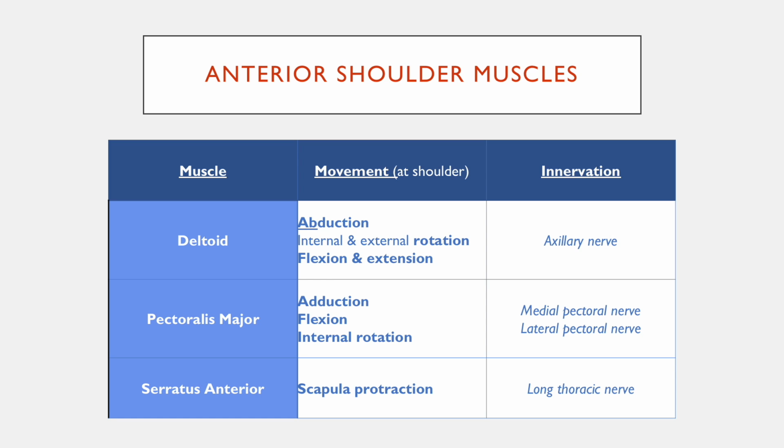The pectoralis major carries out adduction, as well as flexion of the shoulder and internal rotation. Because of where it attaches, as it pulls on the humerus, it pulls the humerus in towards the chest. And it's supplied by two pectoral nerves. And the serratus anterior carries out protraction of the scapula.